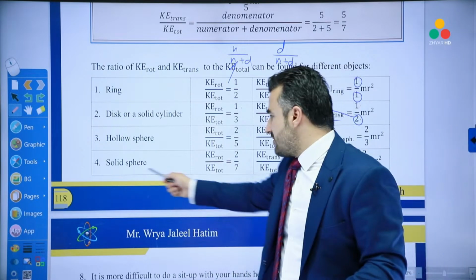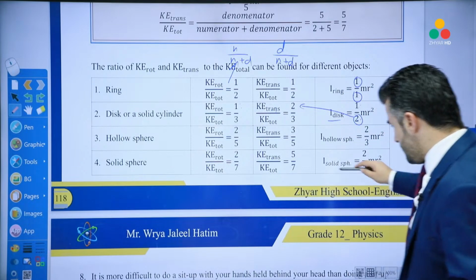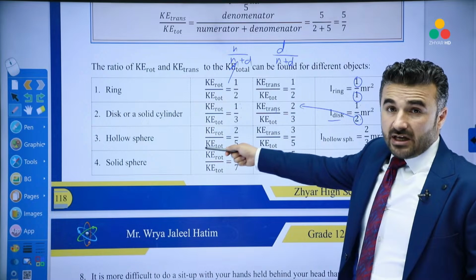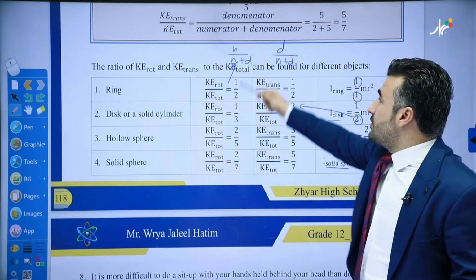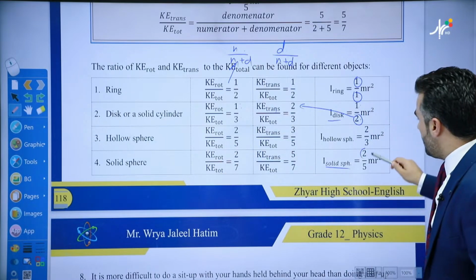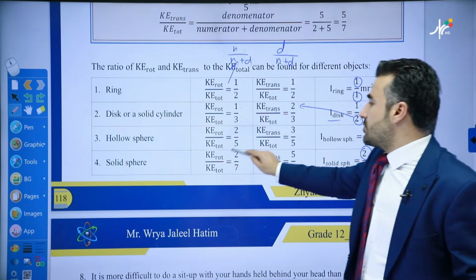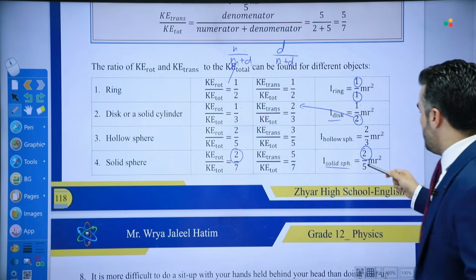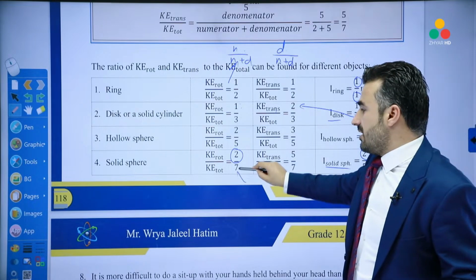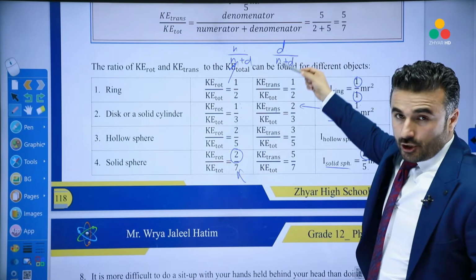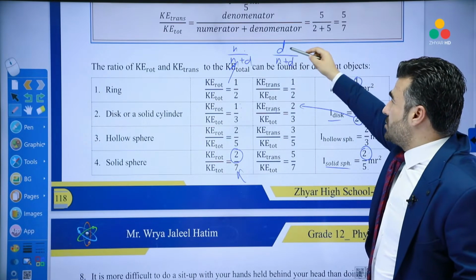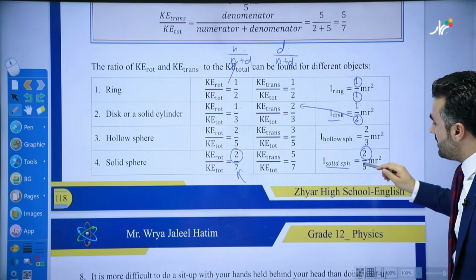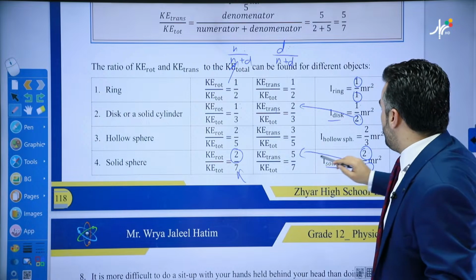One more thing, solid sphere, for example. Here's the moment of inertia for a solid sphere, of course. For rotational to total, of course, we said numerator. What is the numerator? 2, right? So here's 2. Divided by the total, numerator plus denominator, that is 2 plus 5, and here's your 7, yeah? All right, what about for translational to total? The translational is denominator over this. So the denominator is 5, so here's your 5, divided by what?